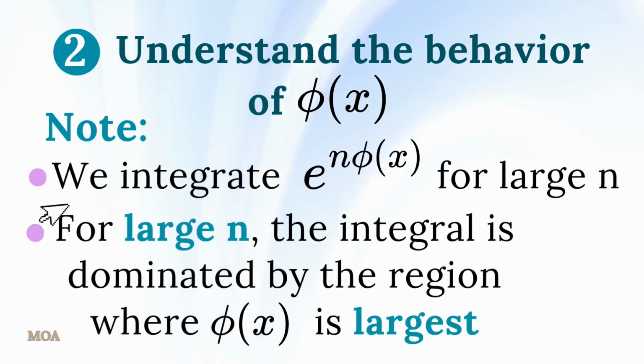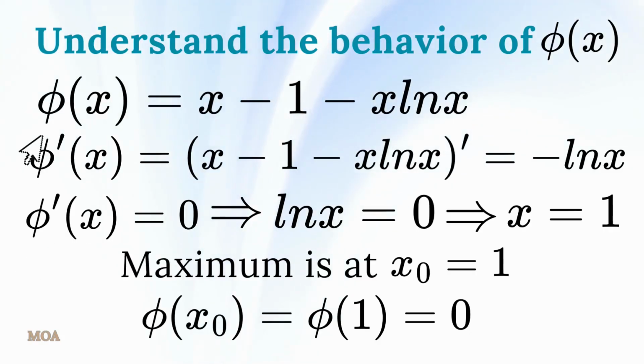First, note that we integrate the exponential of n times phi of x for large n. In addition, for large n, the integral is dominated by the region where the exponential of n times phi of x is largest. The function phi of x is defined as x minus 1 minus x times the natural logarithm of x. Its first derivative equals negative natural logarithm of x.